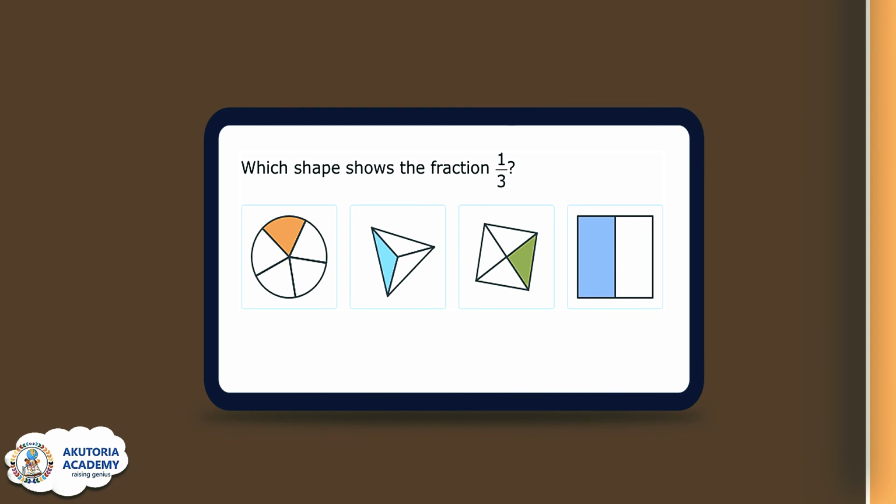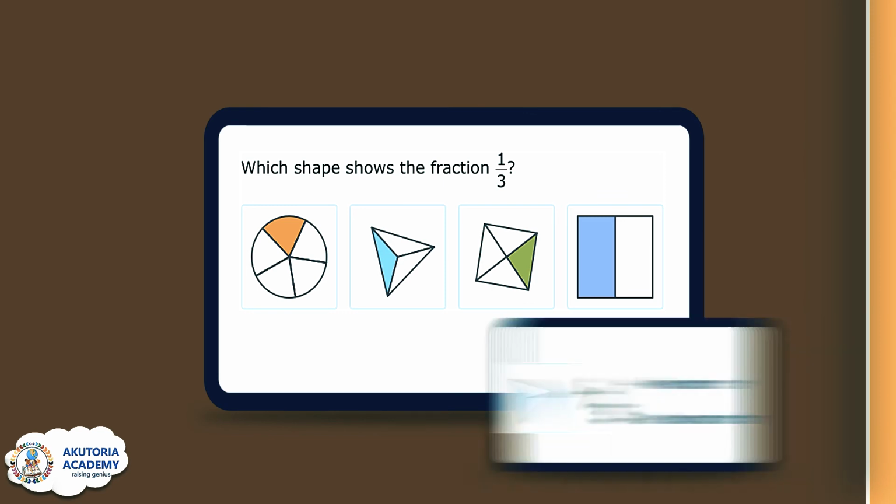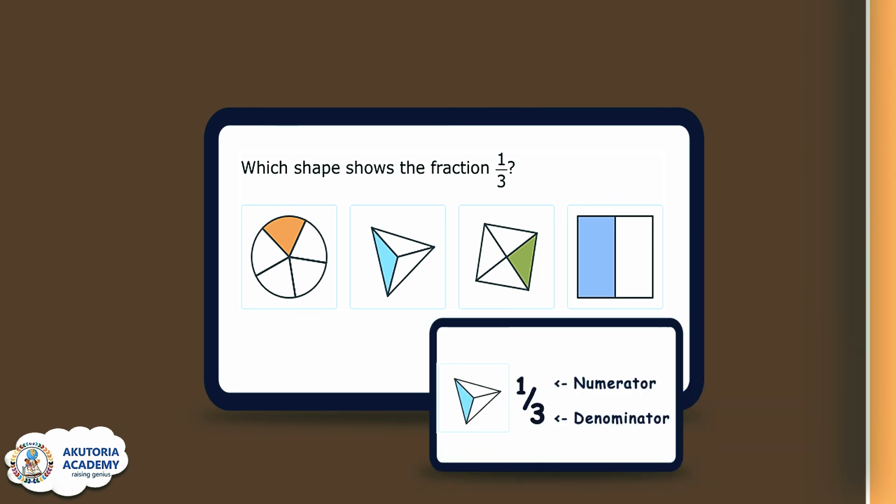Which shape shows us the fraction 1 over 3 or 1/3? The triangle, which was divided into 3 parts, shows us the fraction 1 over 3. The 1 is the number of the colored parts, while the 3 is the total number of parts the triangle was divided into, and it's the denominator.